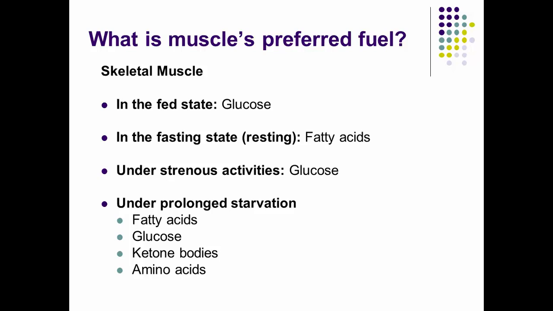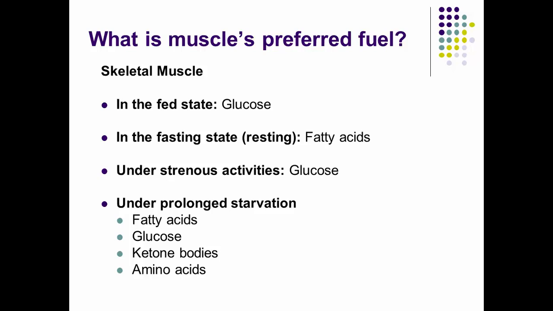So here is a summary of metabolic fuel utilization in skeletal muscle. In the fed condition, muscle primarily uses glucose, as almost any type of tissue does. In fasting, under resting condition, not considering exercise, fatty acids are the major metabolic fuels for skeletal muscle. During activities, the exercise, muscle also utilizes primarily glucose as the energy fuel.